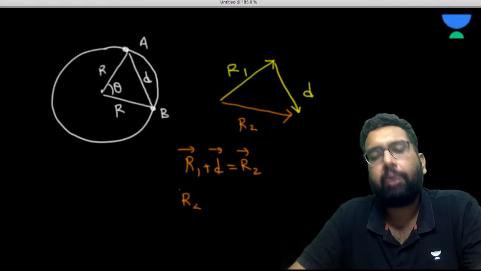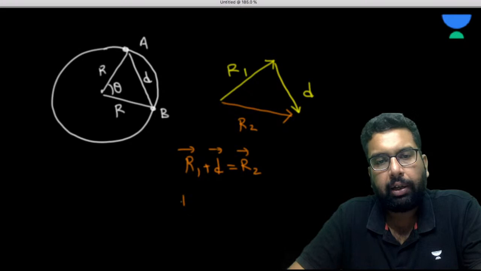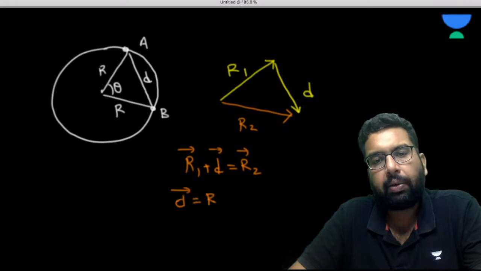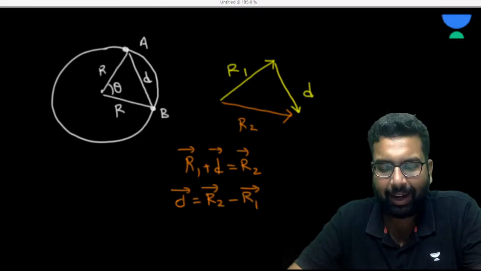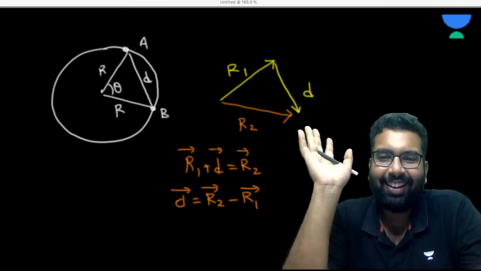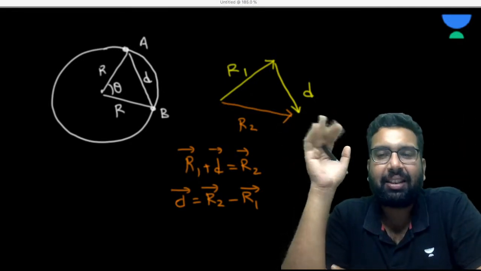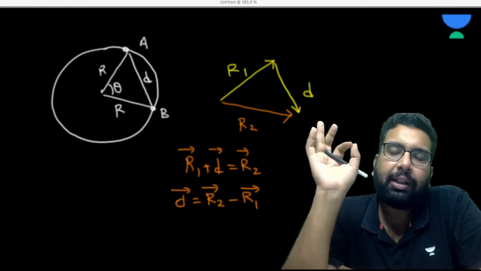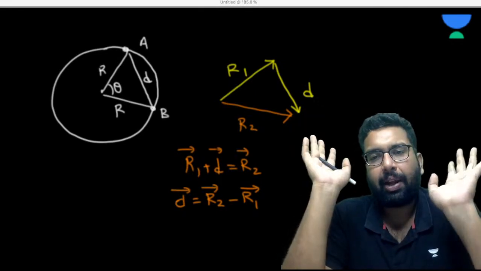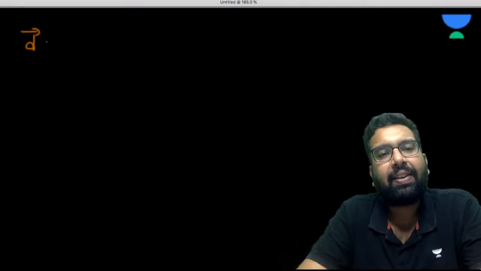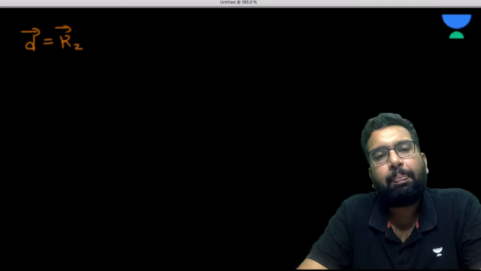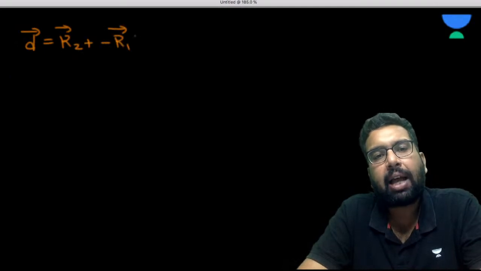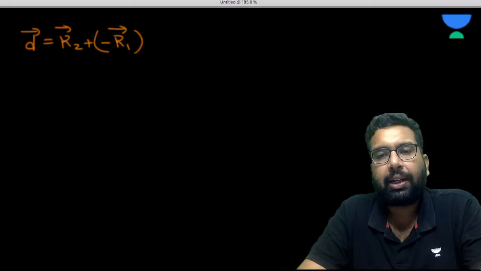So D is going to be R2 vector minus R1 vector. Sir, here two vectors are subtracted. Okay, guys, vectors are never subtracted. There is nothing like vector subtraction. This is confusion. Sir, this is written in NCERT. I mean, don't trust me, I'll prove it. Vectors are never subtracted, they are always added. Are you getting my point? So here I can write this vector like this: R2 plus minus R1. Now see, this is two vector addition.